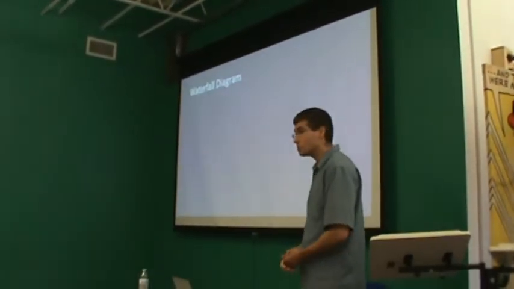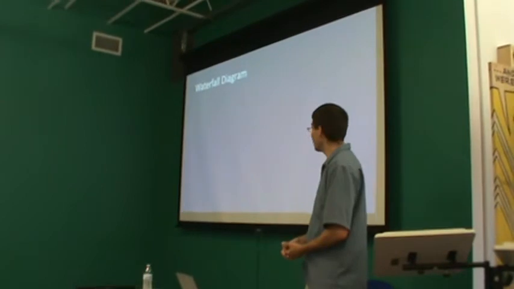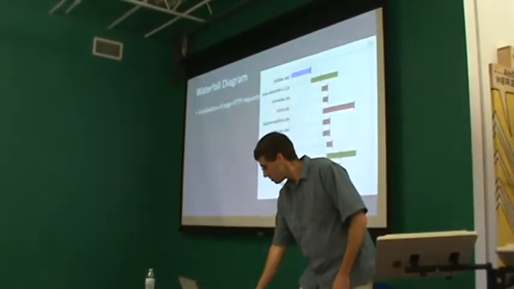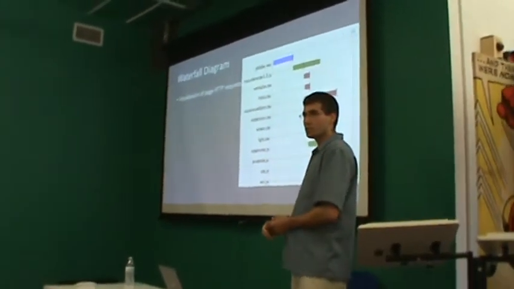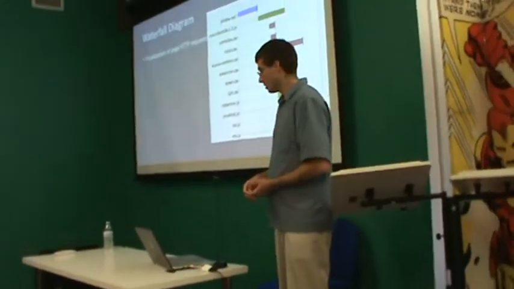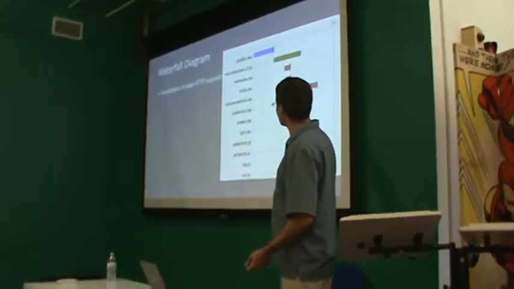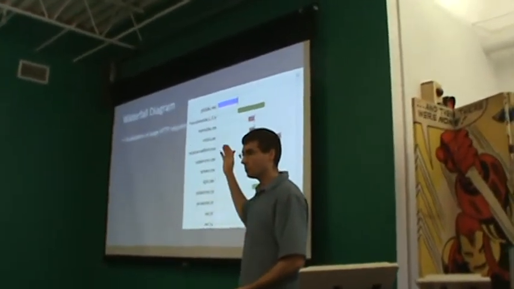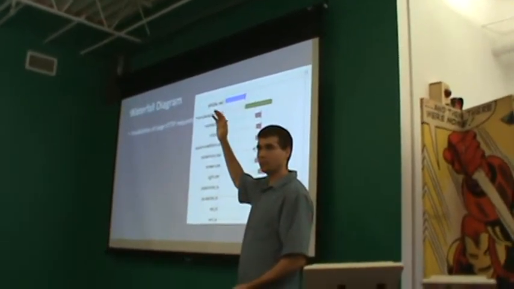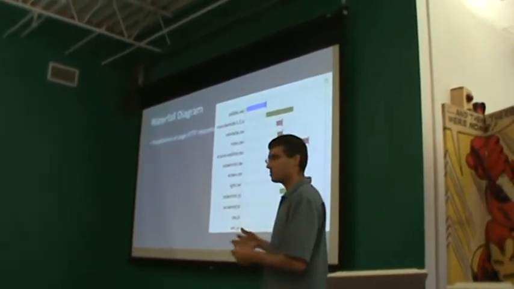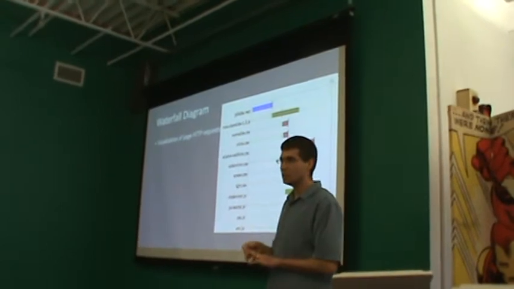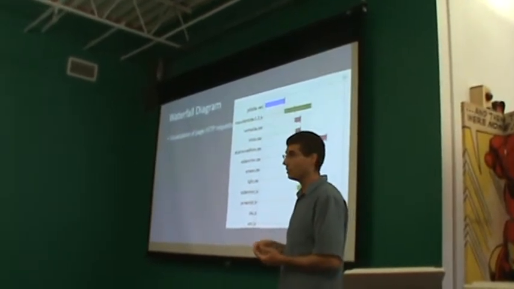So one way to visualize this process is with something called a waterfall diagram. It's a visualization of HTTP requests on the page. This image was generated by Fiddler. Does anybody use Fiddler? Yeah, hopefully a lot of people do. Fiddler's awesome. It shows you all the HTTP traffic happening on your machine.